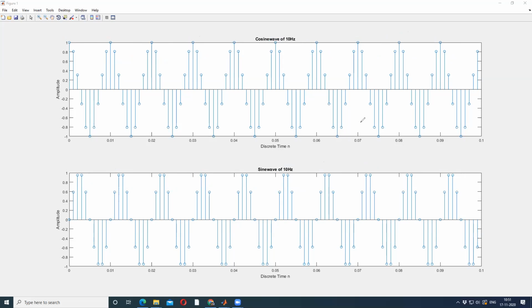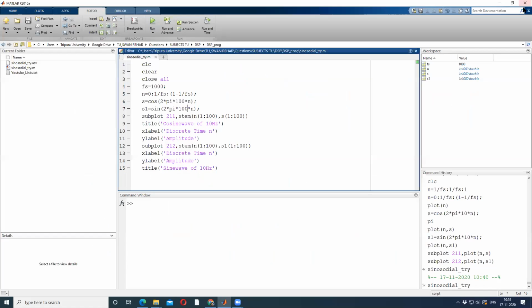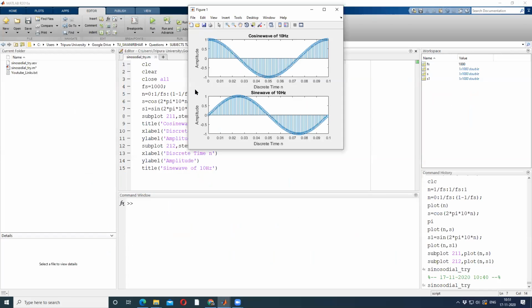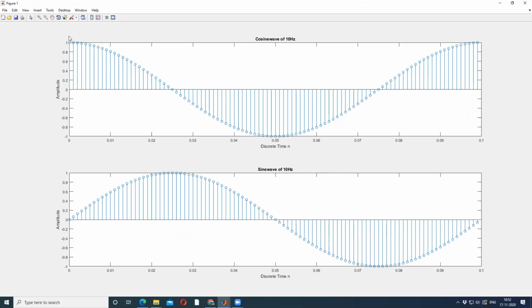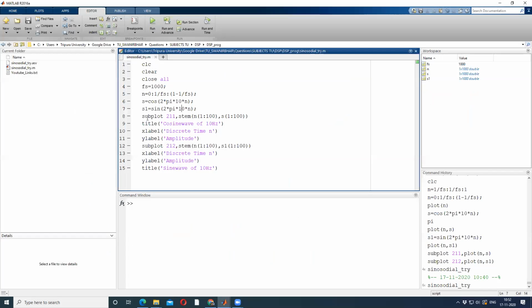Now let me get back to the old one, 10 and 10. Run it. You are having only one cycle. And now let's make it 20, 20.